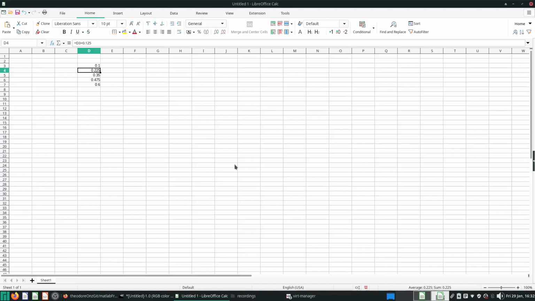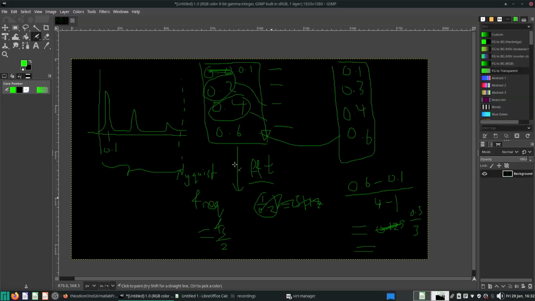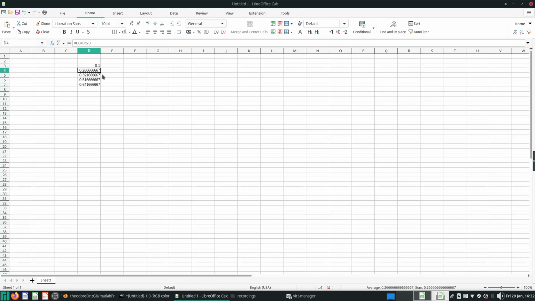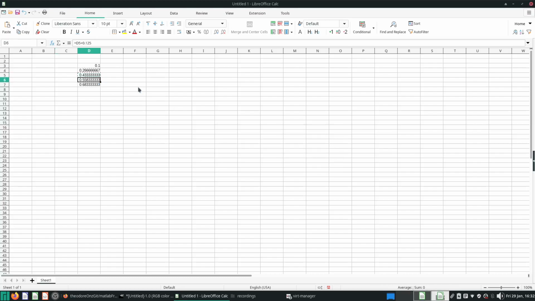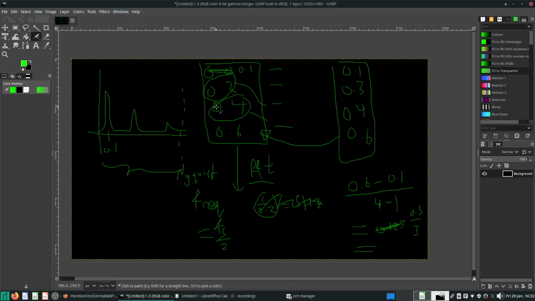I put D3 plus 0.5 divided by 3. Okay, 0.5 divided by 3, and let's paste this data down. And you take a look: 0.1, 0.2667, 0.433, and finally 0.6.